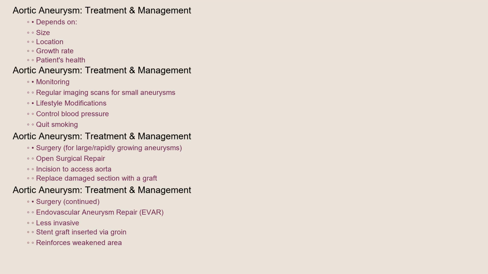Treatment and management of aortic aneurysms depend on the size, location, and growth rate of the aneurysm, as well as the patient's overall health. Small aneurysms may be monitored with regular imaging scans to track their progression. Lifestyle modifications, such as controlling blood pressure and quitting smoking, are crucial. When an aneurysm reaches a certain size or shows rapid growth, surgery may be necessary.